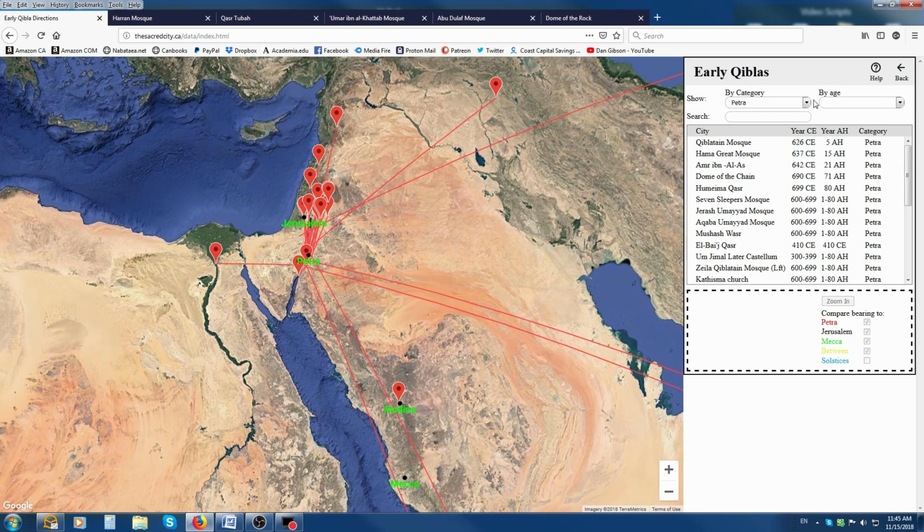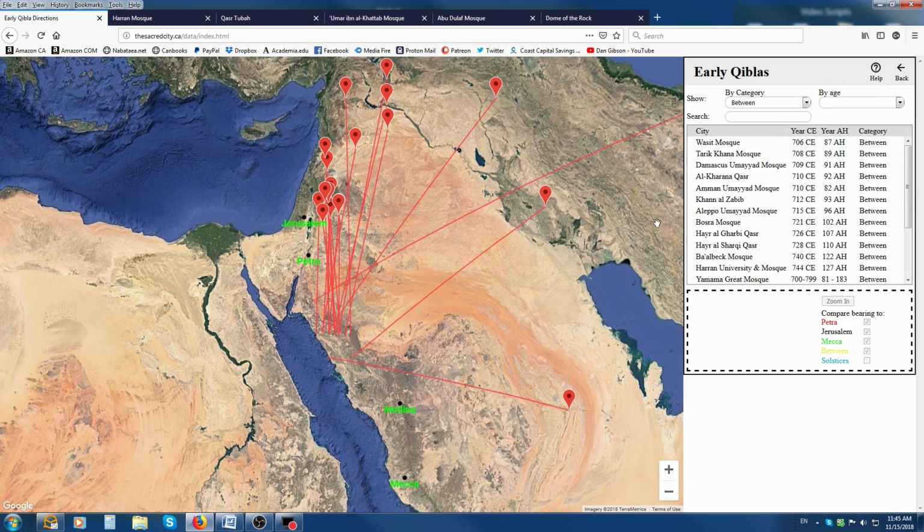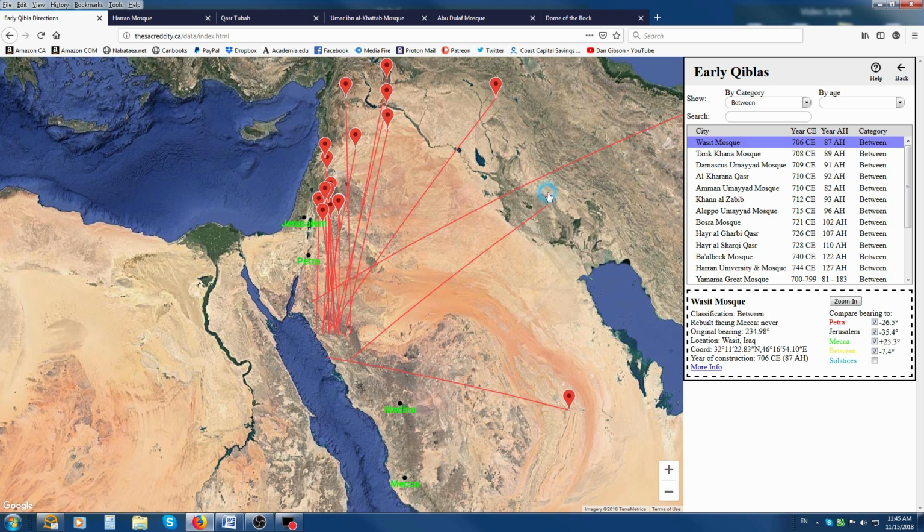Well, what about mosques that point to the between position? Look at them there. These were all started by a guy by the name of General Al-Hajjaj. And General Al-Hajjaj, his first mosque was in Wasit, which is right there. He started it in 706, and then 708, 709, 710, 712, 15, and so forth, all the way up to the great Haran University and Mosque in 744. They all pointed to the between position.